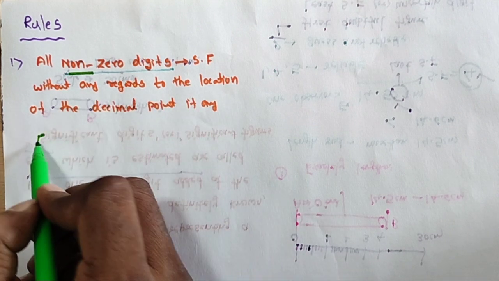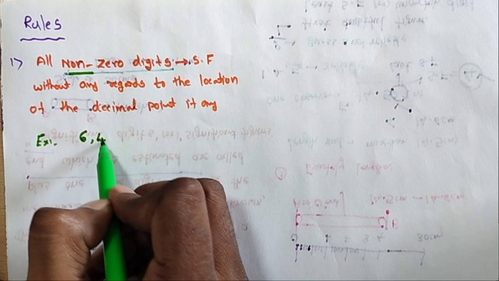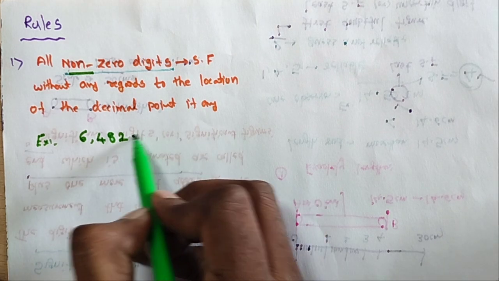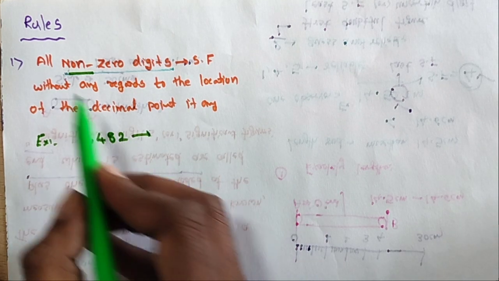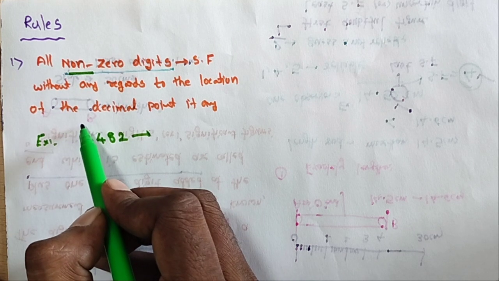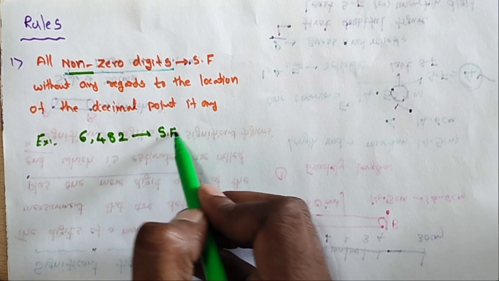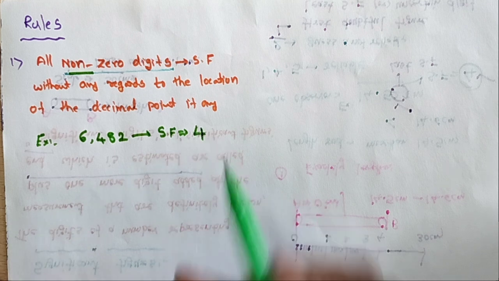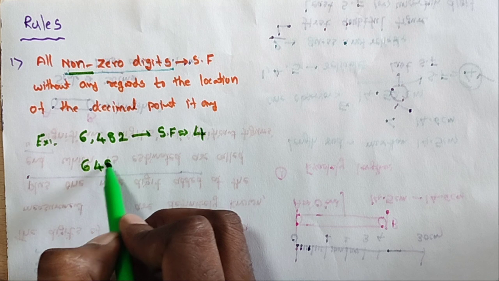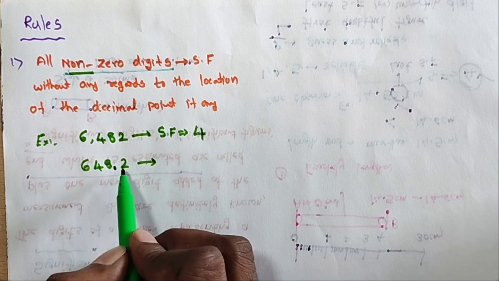For example, 6482. Is there any zero? No, all non-zero. What is the significant figure? You can count all the digits: 1, 2, 3, 4. The significant figures are equal to 4. All non-zeros. Sometimes 648.2. What is the significant figure? It is also all non-zero numbers.